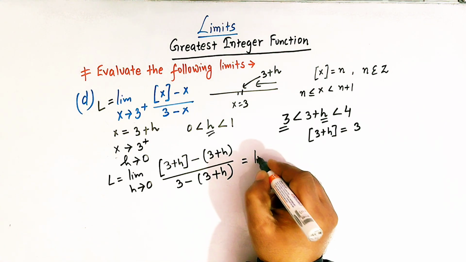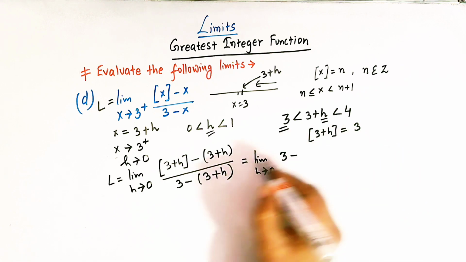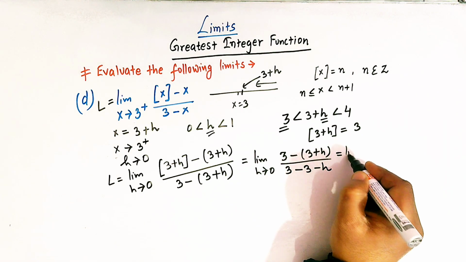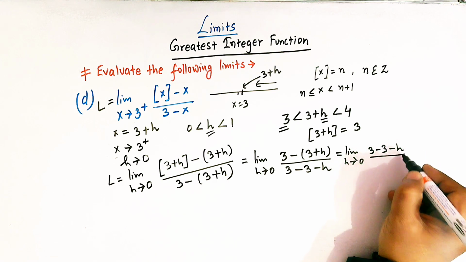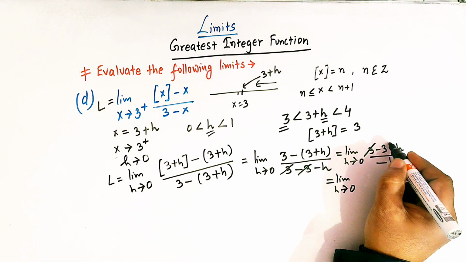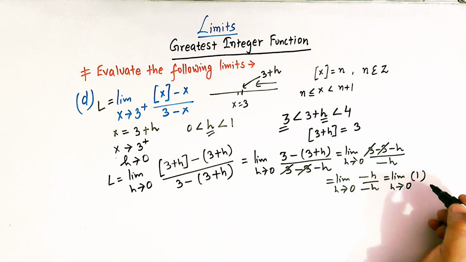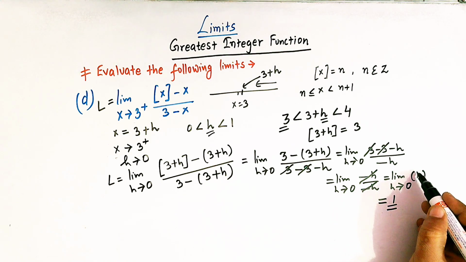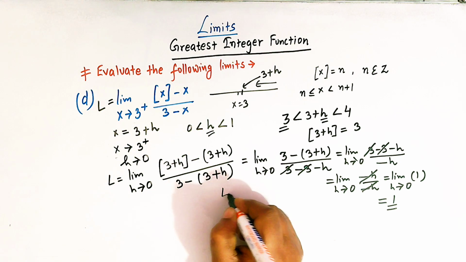Okay, so now we have limit h tends to 0, and this greatest integer of 3 plus h may be replaced by 3. Then we have minus 3 plus h, and here we have 3 minus 3 minus h. So this is limit h tends to 0 of 3 minus 3, and here we have minus h. The 3 and 3 get cancelled. Here we have minus h, so this is limit h tends to 0, 3 and 3 get cancelled, so minus h over minus h. So this is limit h tends to 0 of 1, right? So this is equal to 1, because here we do not have any term containing h, so we can omit the limit notation. So the value of this limit is equal to 1.